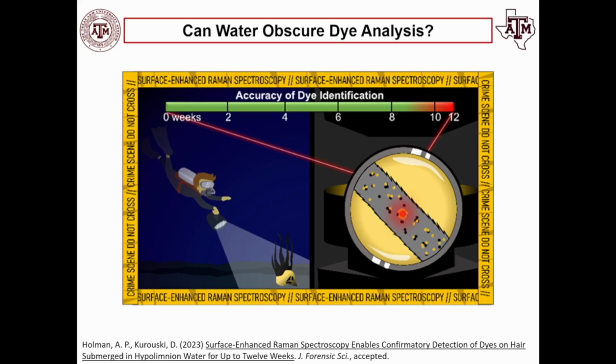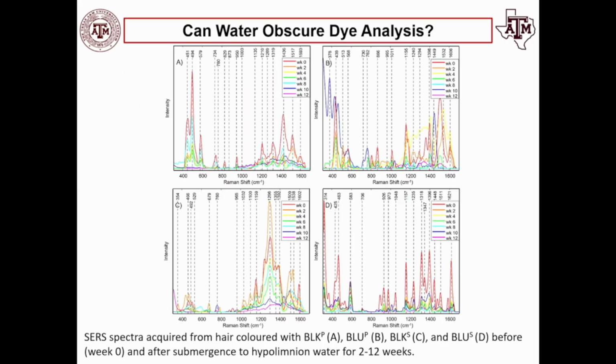Another environmental factor that we looked at was hypolimnion water. It is the water that's present in the bottom of the lake. This water is enriched with microorganisms. And as we can see, the effect of these microorganisms is pretty strong on hair. In every single case, again, we use the same combination of black and blue permanent and semi-permanent dyes. We see a strong decrease in intensity of all peaks, which tells us that, again, we have a degradation, that microorganisms degrade colorants present on hair.